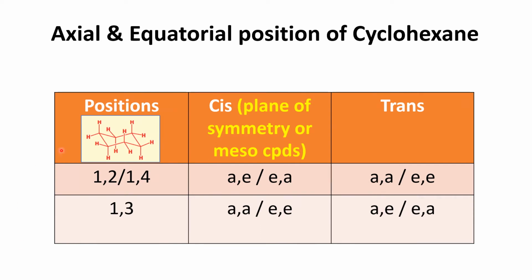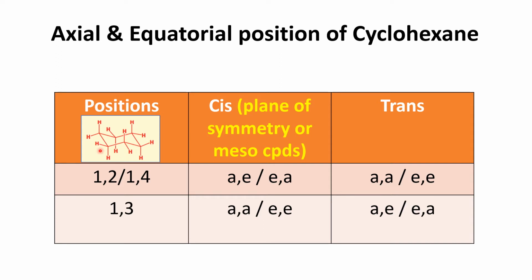Axial and equatorial positions of the cyclohexane. You know very well that this is the axial position and this is the equatorial position. Each position contains both axial as well as equatorial. The straight line is the axial position and the slanting line is the equatorial position. In this case also, this is axial, this is equatorial, and here also this is axial and this is equatorial. I have mentioned this here for your knowledge.